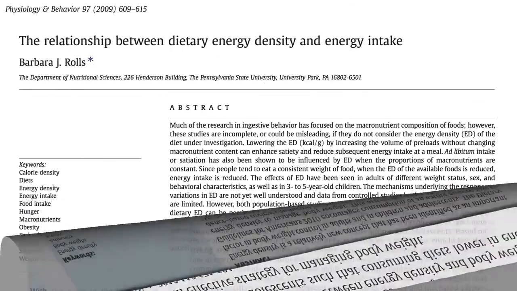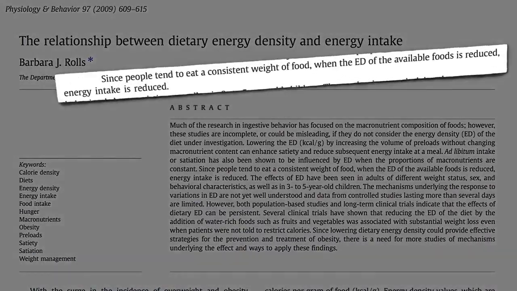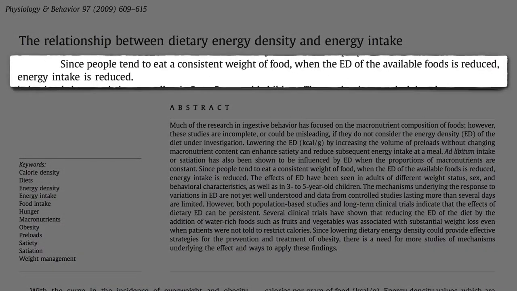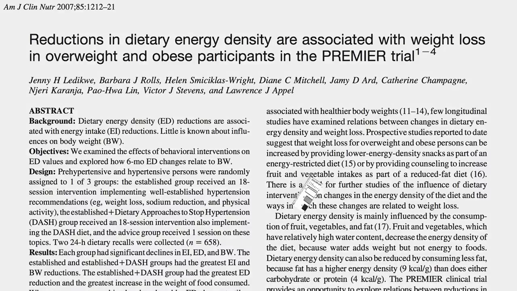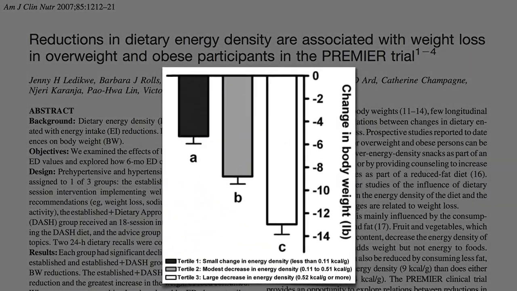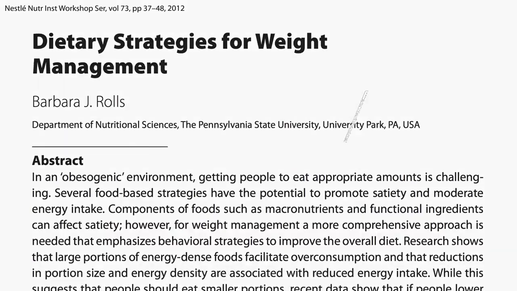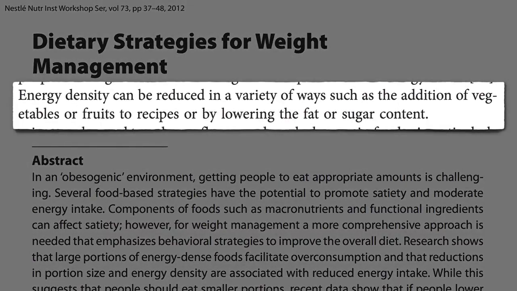This is because people tend to eat a consistent weight of food, so when there's less calories per pound, calorie intake is reduced. A small drop in energy density can lead to a small drop in weight, and the greater the decrease in energy density, the greater the weight loss. Energy density can be reduced in a variety of ways, such as the addition of fruits and vegetables to recipes, or by lowering the fat or sugar content.